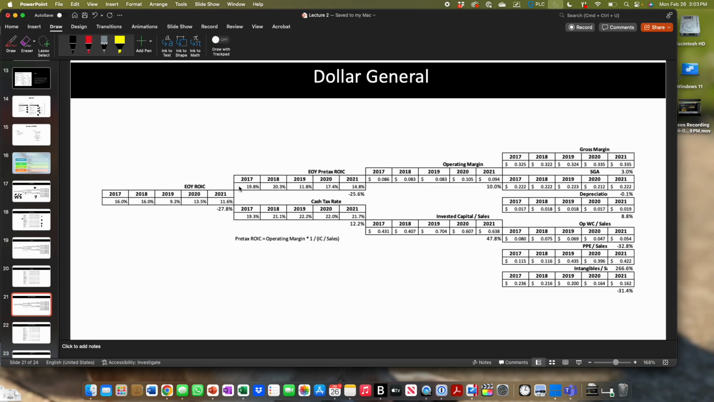That drove the invested capital to sales up from 43 to 64. That was not enough to offset the increase in margin, driving the pre-tax ROIC down from 19.8 to 14.8, and coupled with a slight increase in the tax rate, drove the after-tax ROIC from 16 to 11.6. Questions?